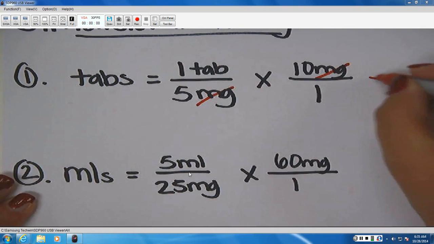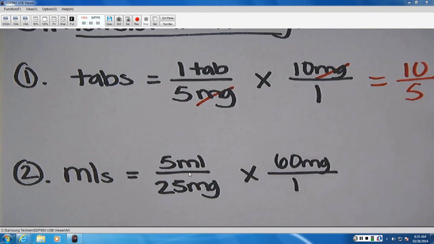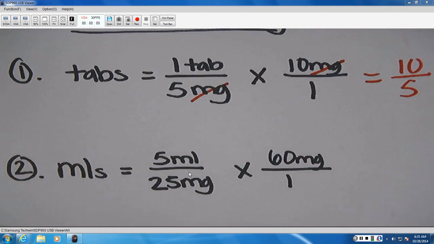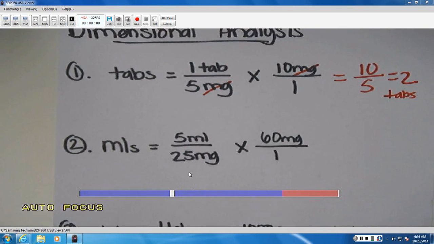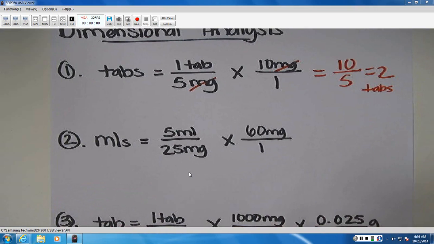So 1 times 10 is 10. 5 times 1 is 5. And then you just divide 5 into 10 and it equals 2. So the answer is, and this was an easy one, you probably didn't even have to work it out to identify the answer. But if I am to give glycoside 10 milligrams and I have 5 milligram tablets on hand, I'm going to give 2 tablets to equal that dosage. Very simple. They get a little bit more difficult.